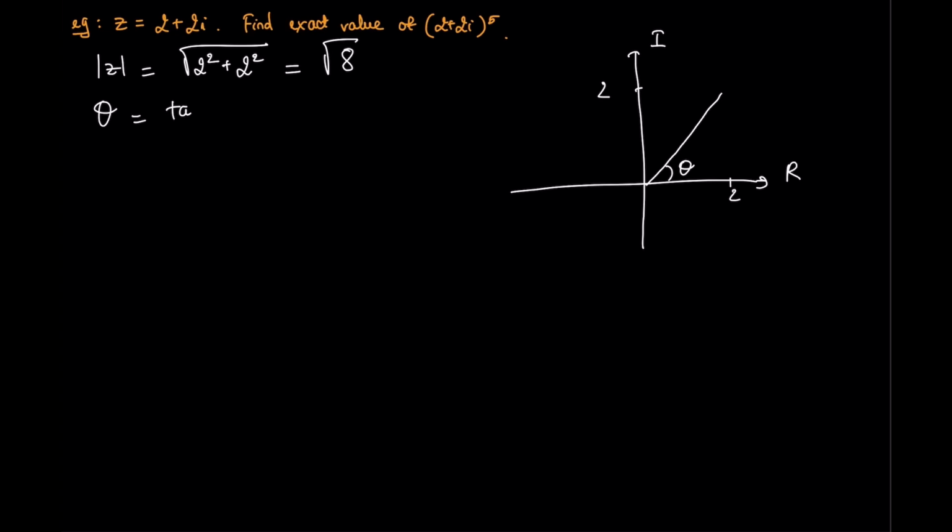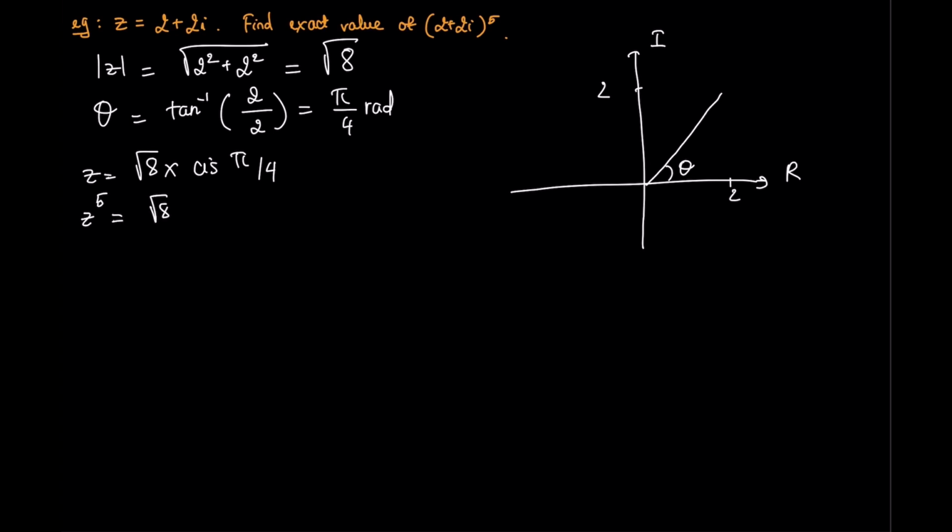Here we'll have the argument equal to tan inverse of 2 over 2, which is equal to pi over 4 radians, which is also equal to 45 degrees. And we will assemble this into our polar form, which is equal to the square root of 8 times cis of pi over 4. Here, let's raise this to the power of 5, which is equal to the square root of 8 all to the power of 5 times cis of 5 times pi over 4.